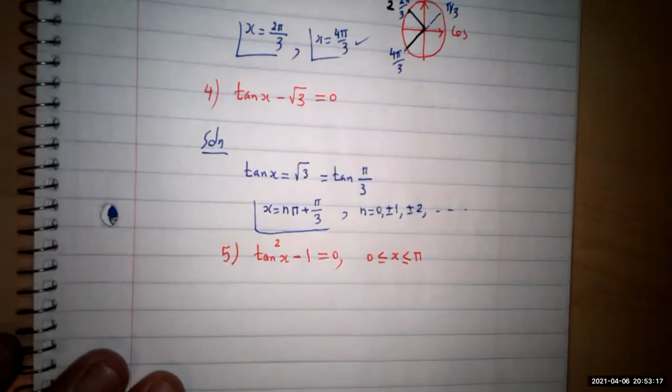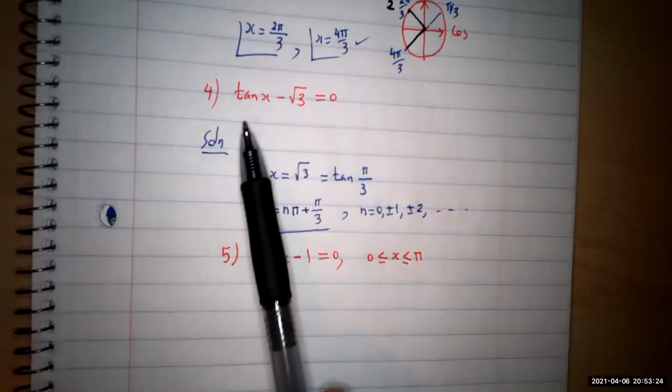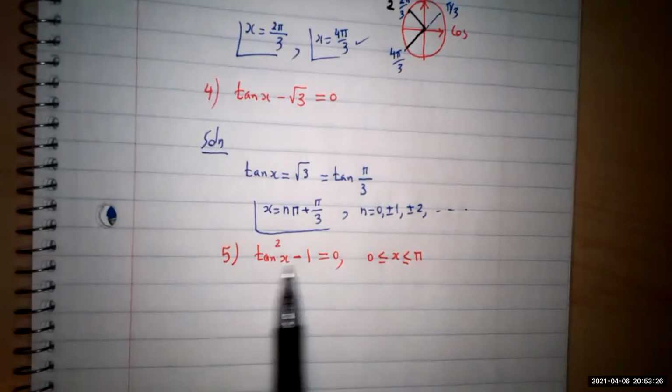Okay, you see this is tangent squared. You can solve the equation if it's going to be tangent. Any suggestion? What are you going to do to take care of these powers?